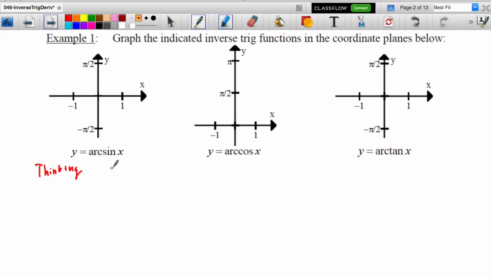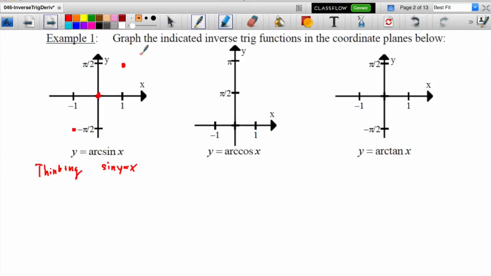We're thinking that if y was arcsine of x, then sine y equals x. That's what it said in the table. So we're thinking about who the old pairs were. Well, when y was pi over 2, sine of pi over 2 is 1. Time to memorize. Sine of 0 is 0. Sine of negative pi over 2 is negative 1.